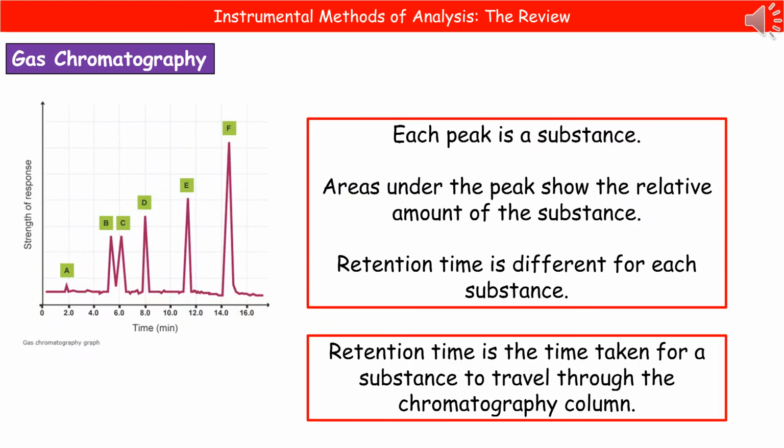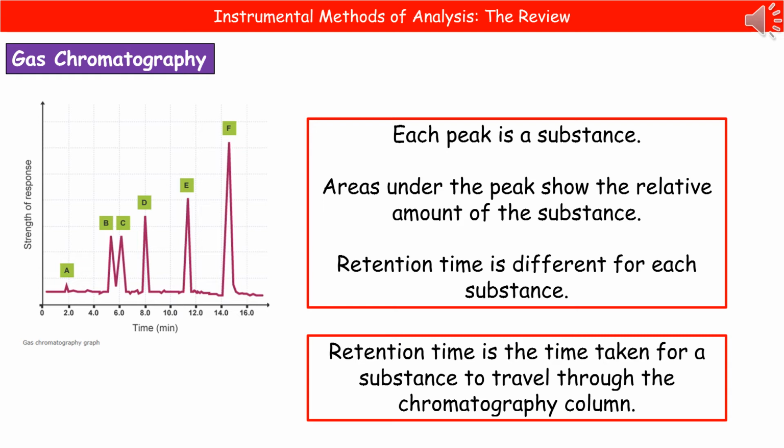Next thing we need to understand is how to actually interpret one of these gas chromatograms. So first thing to know is that each of those little peaks you can see labelled A to F on the left there is a substance. The area underneath the peak actually shows us the relative amount of the substance. So the bigger the peak, the more substance we actually had of that type. And the retention time, which is along the bottom there on your x-axis, that's different for each substance.